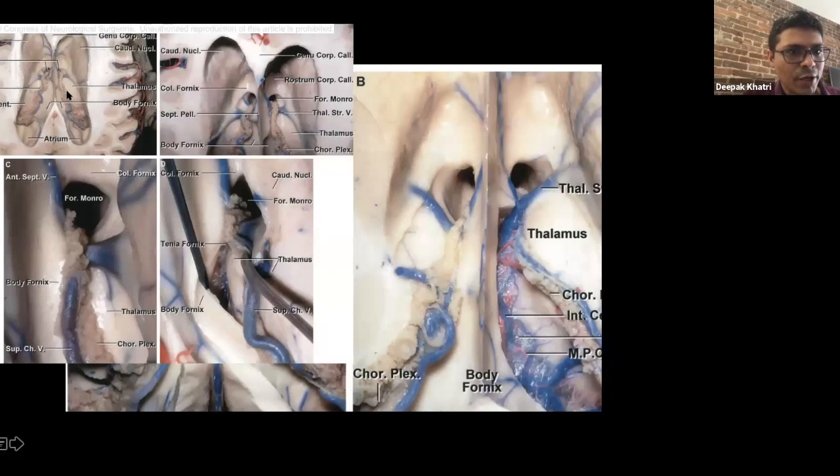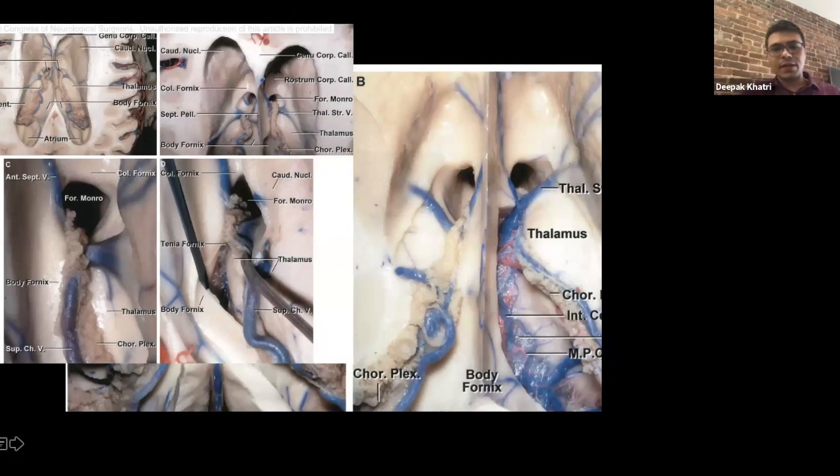This is the choroid plexus, which runs in the floor of each lateral ventricle. They guide you to the foramen of Monro. And this is the zoomed-in image of the same. You can appreciate that this is the thalamostriate vein, and this is the choroid plexus here.